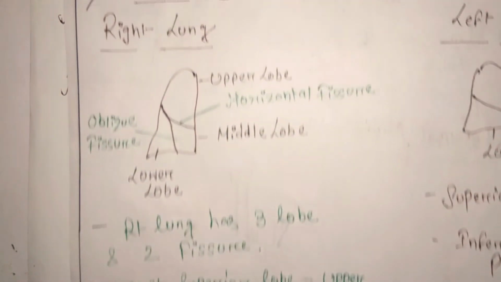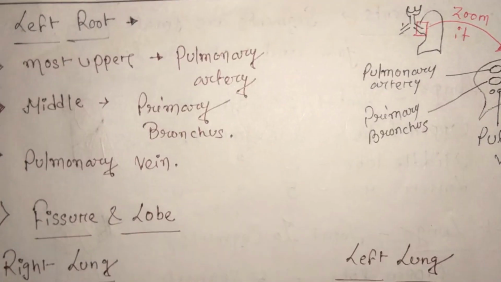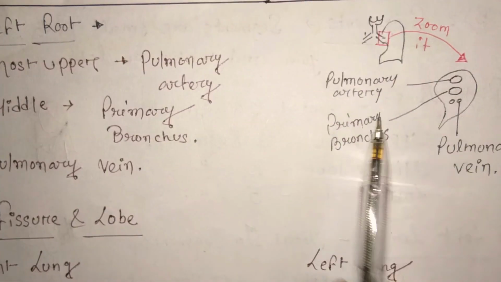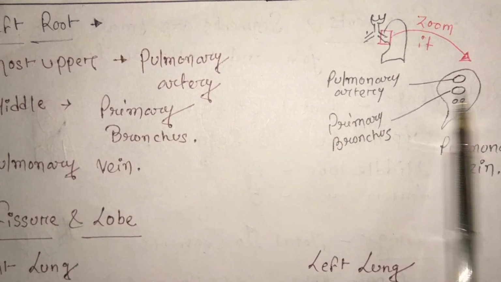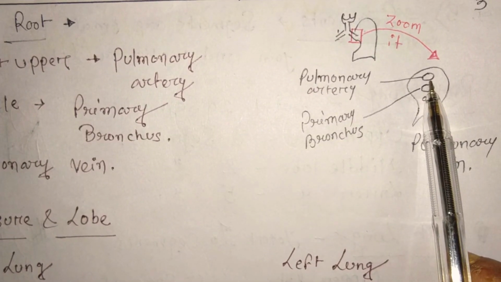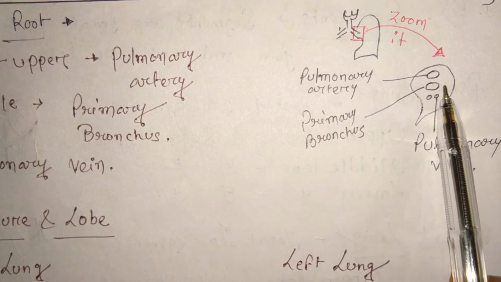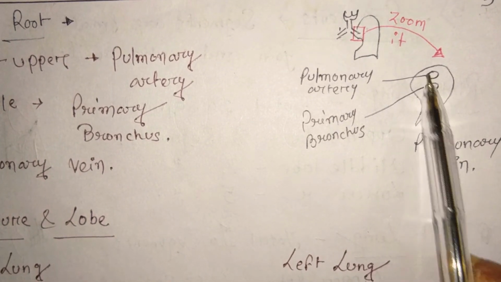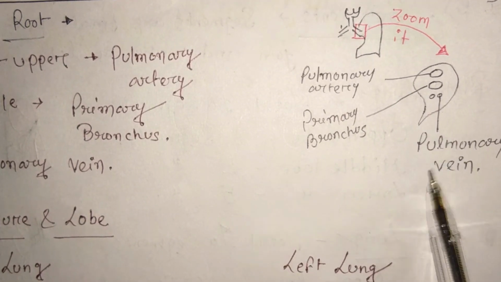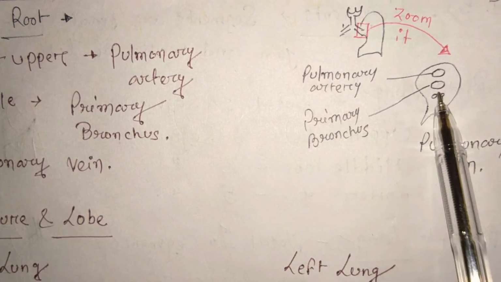Now the left root. Okay, this is the left root. Left root means left lung. This is slightly different from the right root. Let's see what the difference is. Here the first passage is for the pulmonary artery. Below the pulmonary artery, the passage is for the primary bronchus, and below the primary bronchus, the pulmonary vein enters by this passage.